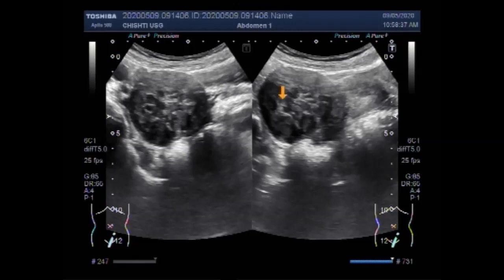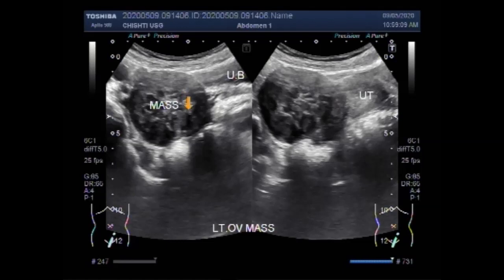Sometimes in women who are past their menopause, the ovaries don't show up on ultrasound. This means that the ovaries are small and not likely to be cancerous. If you have a suspicious looking cyst, your specialist will recommend that you have a surgery to remove it.